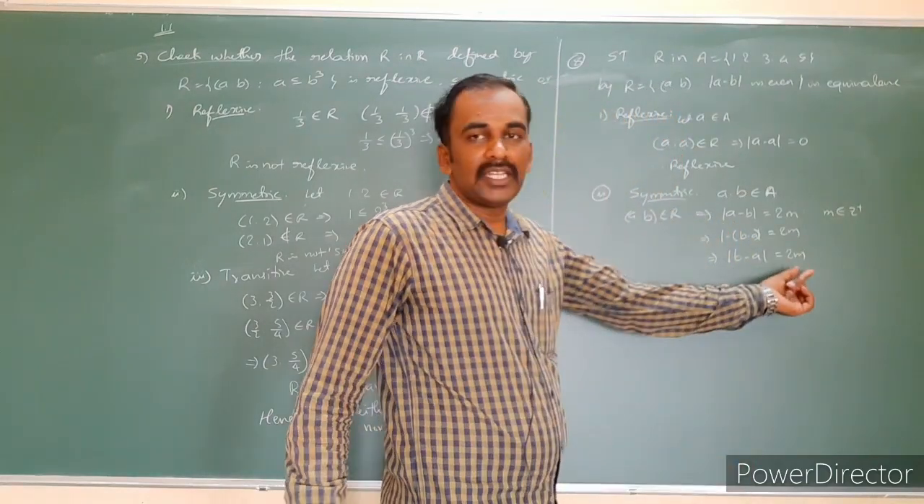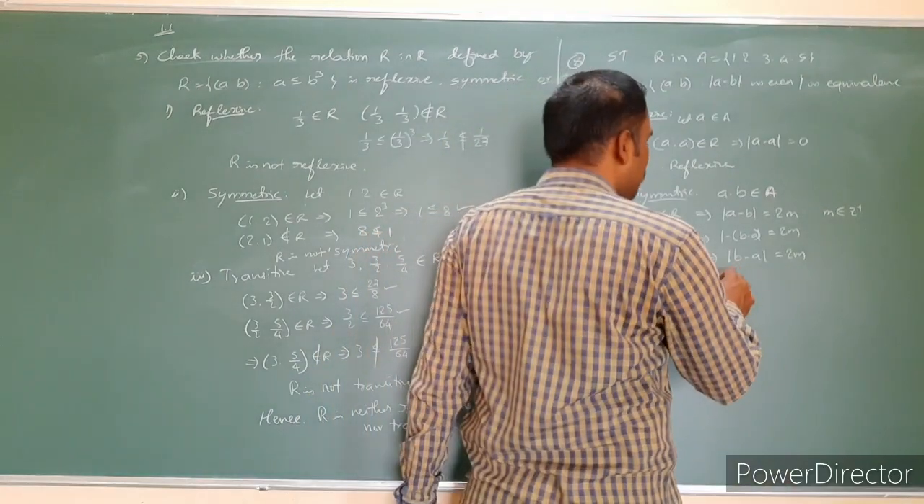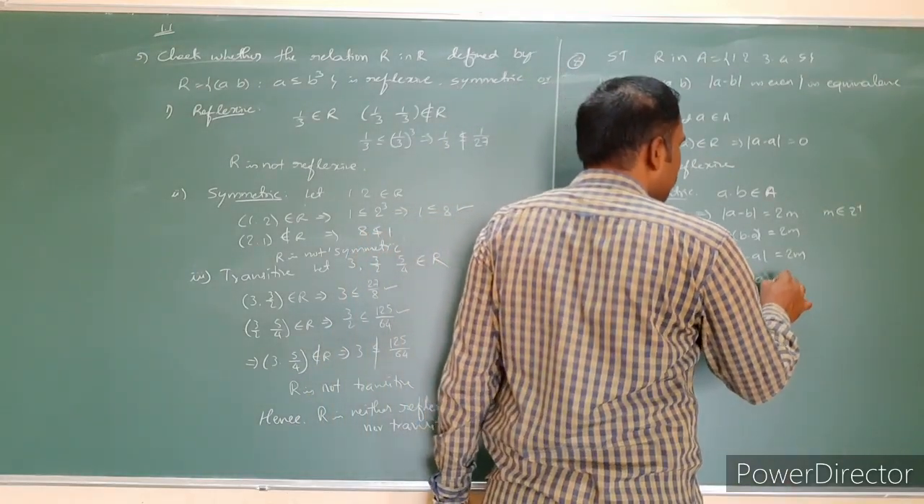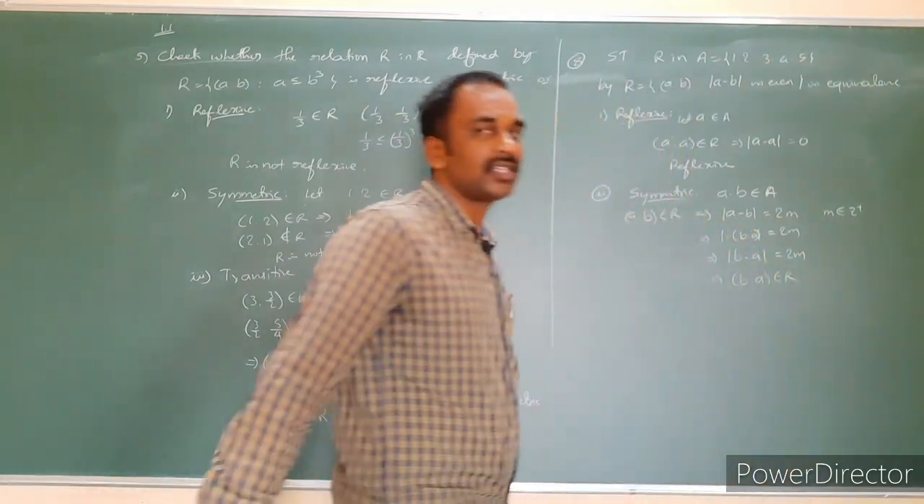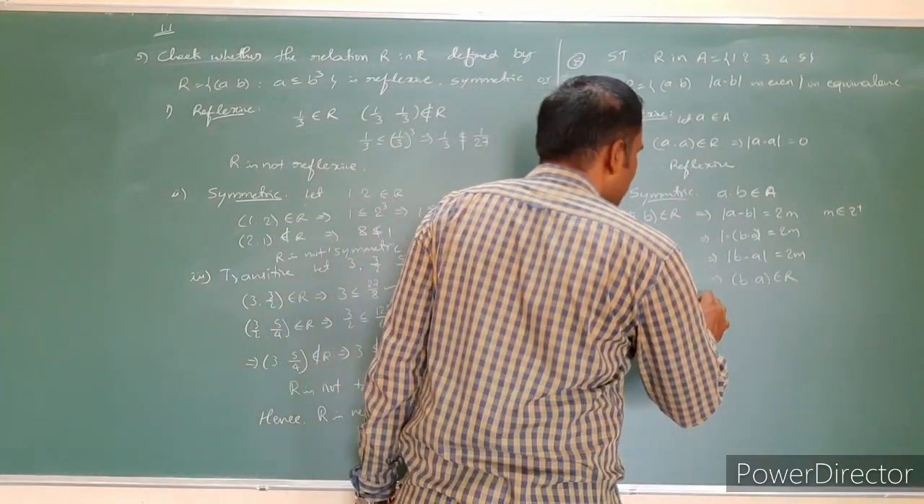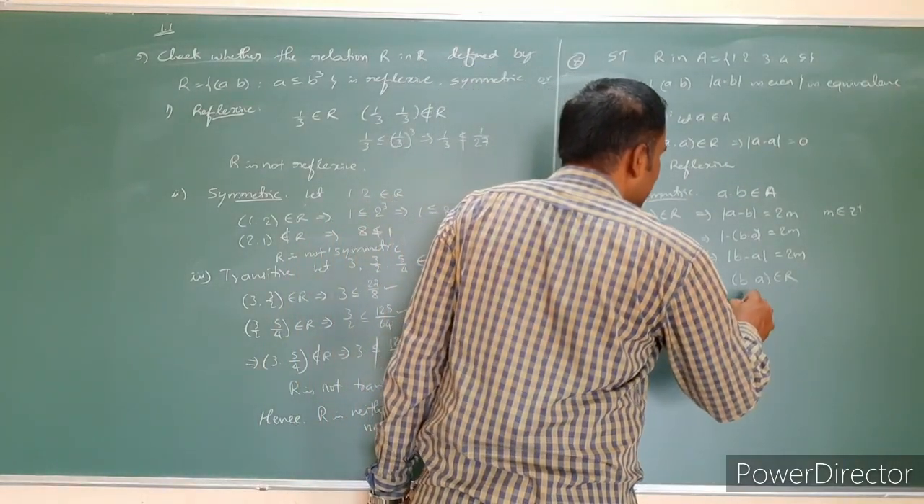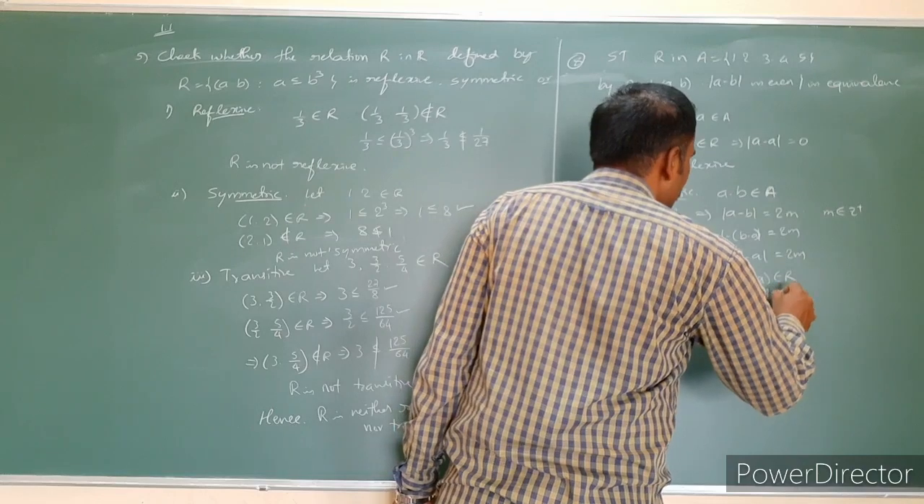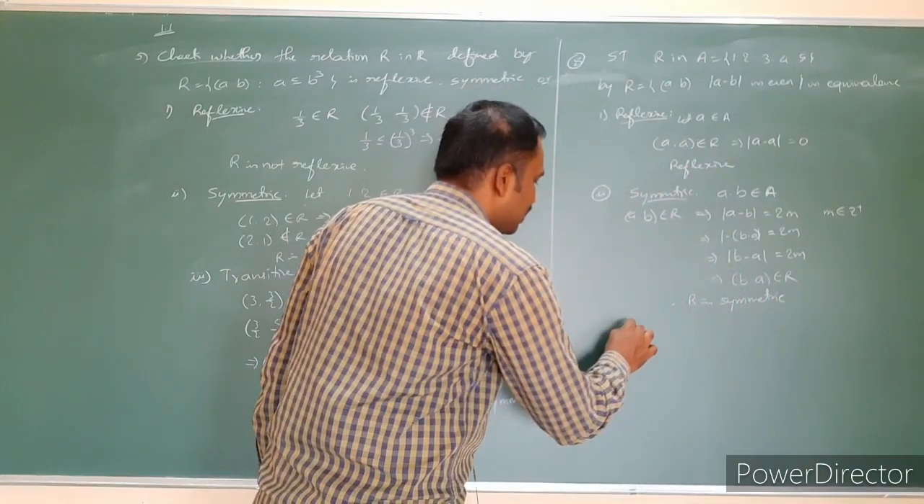|b - a| is also an even number, which implies we can easily write that (b, a) also belongs to the relation R. Therefore, we can conclude that R is a symmetric relation.